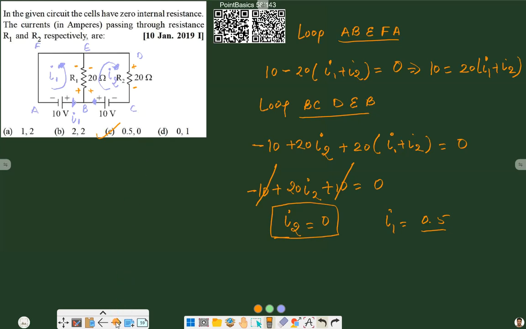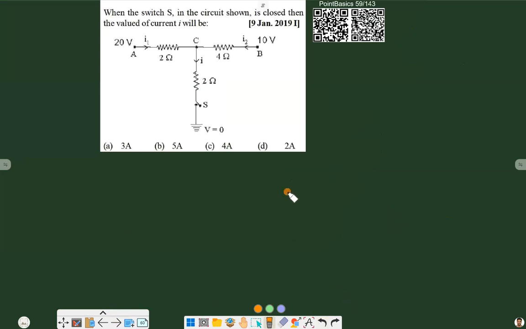Moving to the next question. In this circuit we have a switch S. When it is closed, what will be the value of current I? So when the switch S is closed, we have to find the value of this current I. We are given that at point A there is a potential of 20 volts. Current I1 is flowing through a 2 ohm resistance, and at point B we have a 10 volt potential, and current I2 is flowing through a 4 ohm resistance.